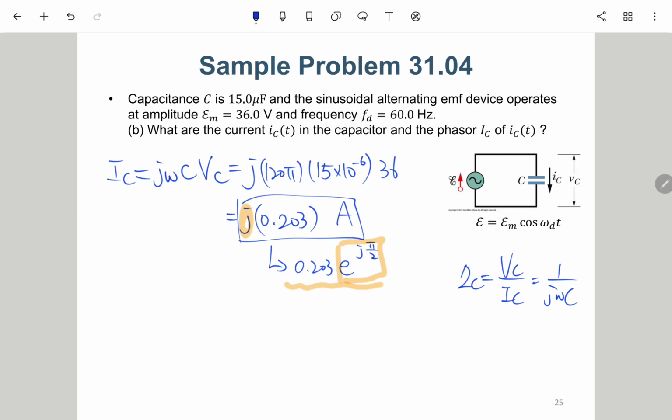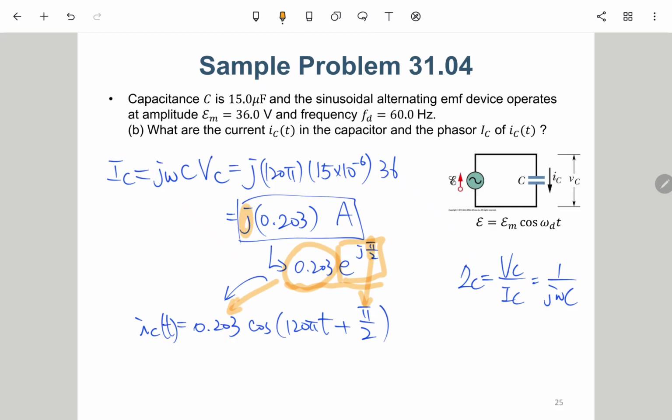converting this thing back to the time domain function will be, okay, IC of t will be 0.203 and then cosine of 120 pi t. The frequency wouldn't change, and then you need to add the phase here. Okay, need to add the phase, go to here, and then this thing go to here. Okay, so this is how we convert the phasor back to time domain function.